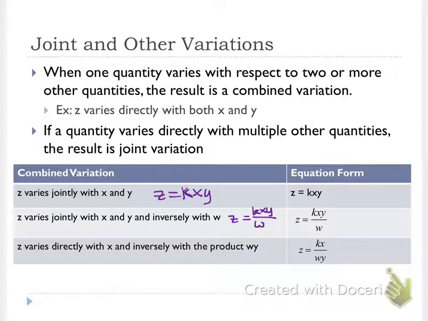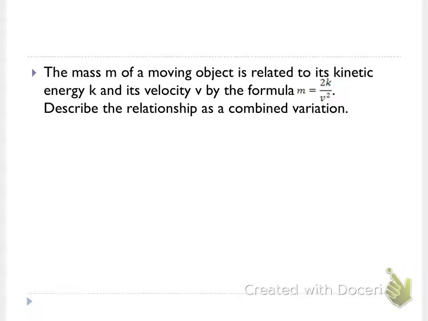So last one. Z varies. Z equals directly with x, so constant x, and inversely with the product wy. So inversely wy. Okay? So let's do that. And like I said, you need to be able to go forwards and backwards. So you need to know how to get that.